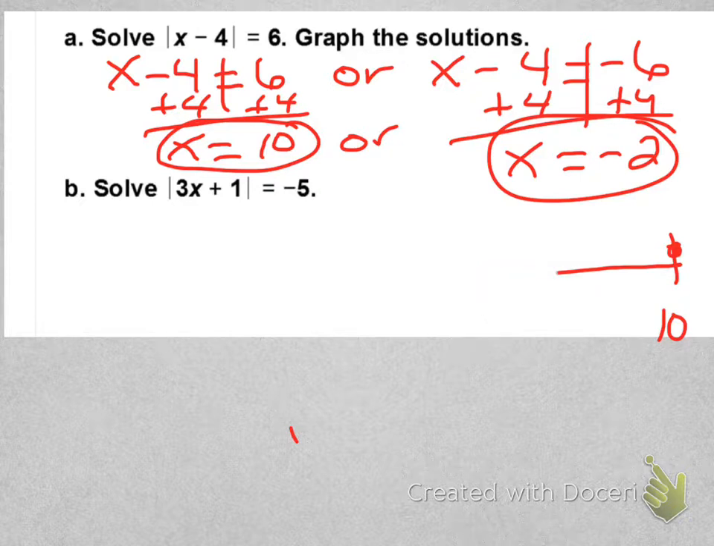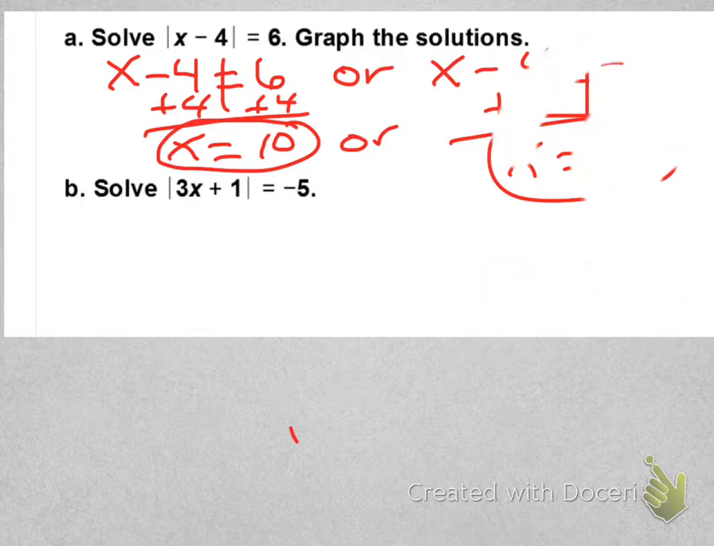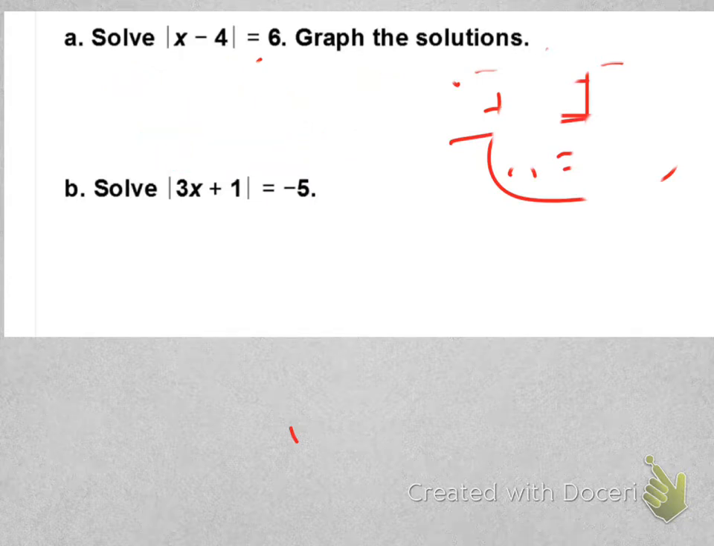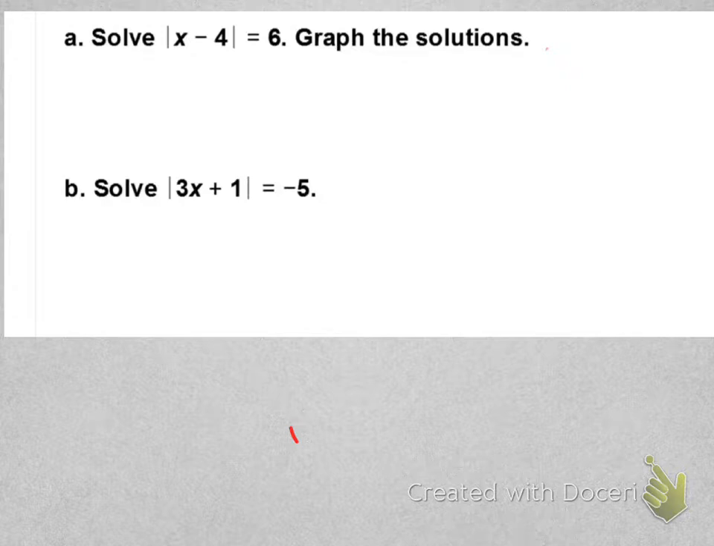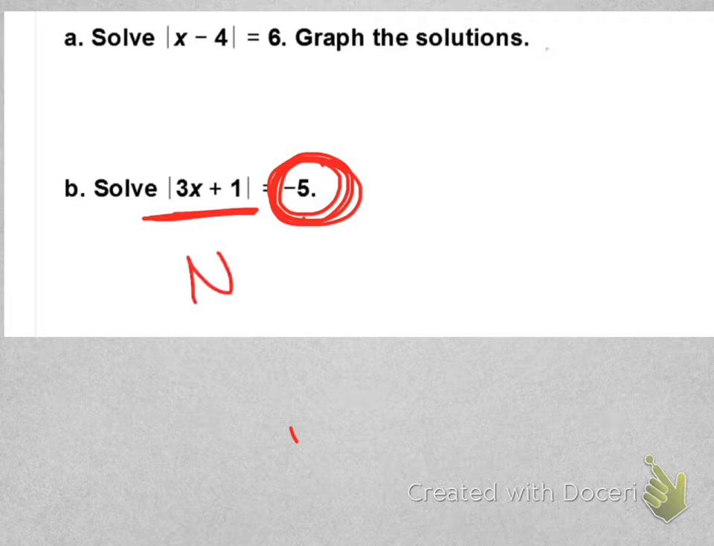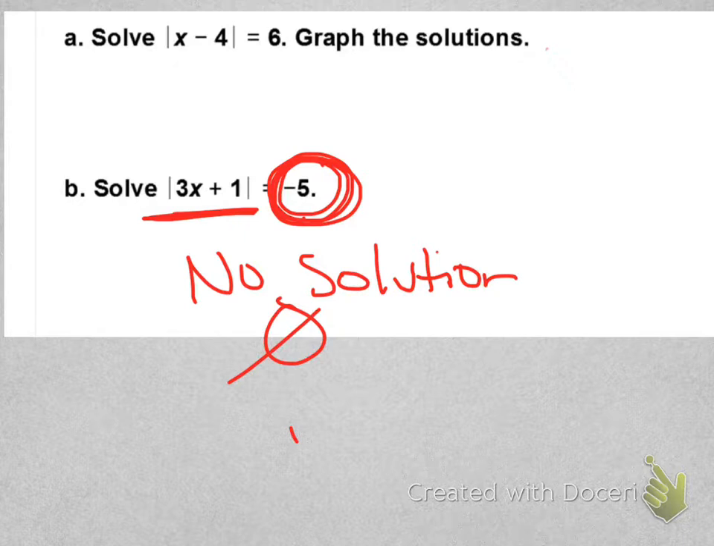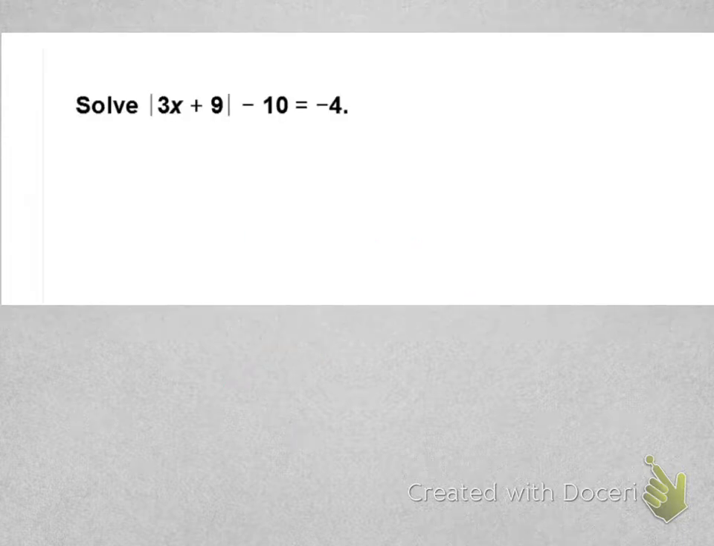Let's try another one. Okay, here we have the absolute value of 3x plus 1 equals negative 5. The problem with this one is that we can never have a negative here when we're talking about absolute value. So this is in the correct form, except there's a negative 5 here. So this is no solution. No answer will work there. It's impossible, okay?